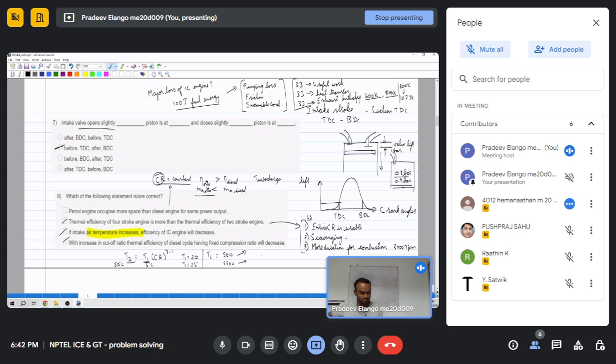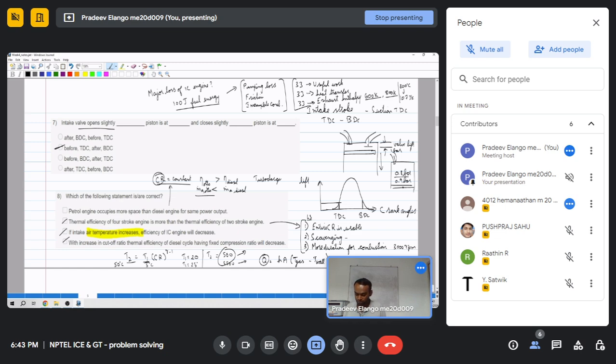And heat losses, like we know, if you consider convection heat transfer, Q is equal to h A delta T. So delta T is T gas, the in-cylinder gas temperature, minus T wall. T wall is the temperature of the cylinder walls, and T gas is the temperature after compression or after combustion, whatever the gas temperature will be. So increasing this T gas will increase the heat transfer, and that will lead to losses. So that is why if you increase the intake air temperature, the efficiency of the IC engine will decrease.